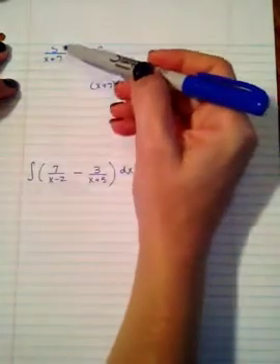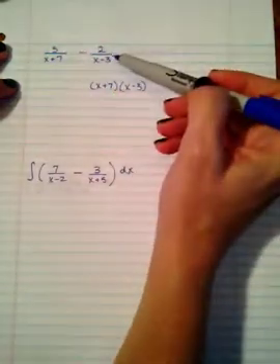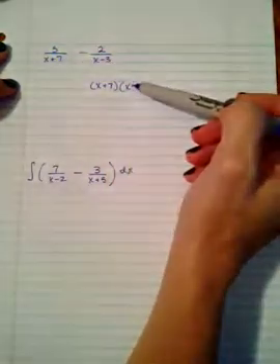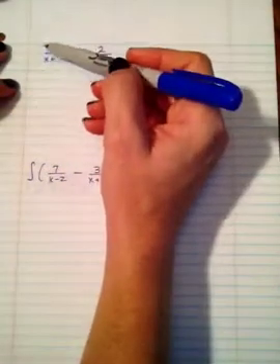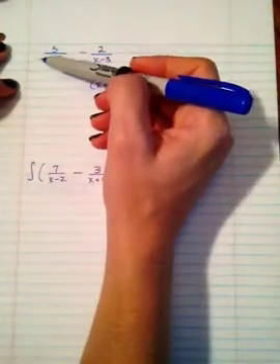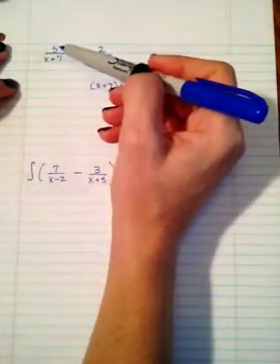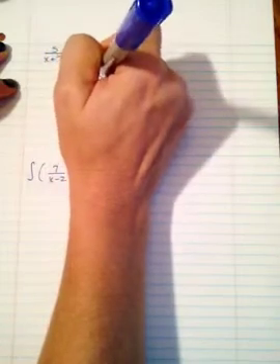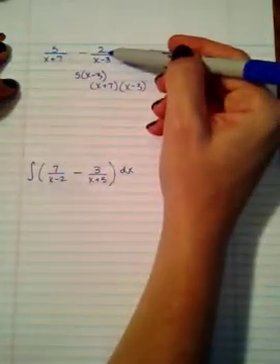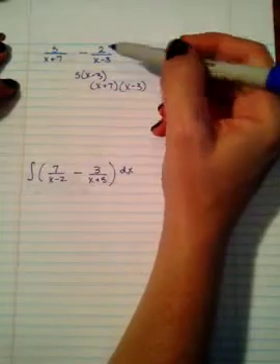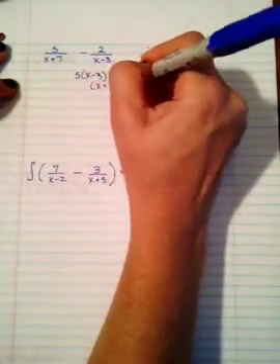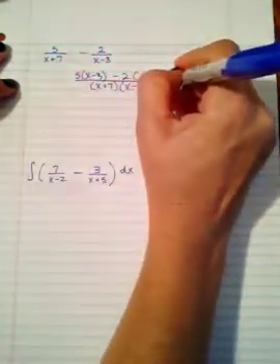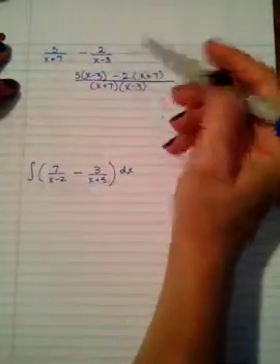Well, that means that for these fractions to both have these denominators, I need to change them individually. So this fraction has the x plus 7, but it needs the x minus 3. So I'm going to have to multiply top and bottom by the x minus 3 for that to happen. So this 5 has to be multiplied by x minus 3. The 2 needs to be multiplied by the x plus 7. So minus 2 times x plus 7. And this is the subtraction of those two fractions.